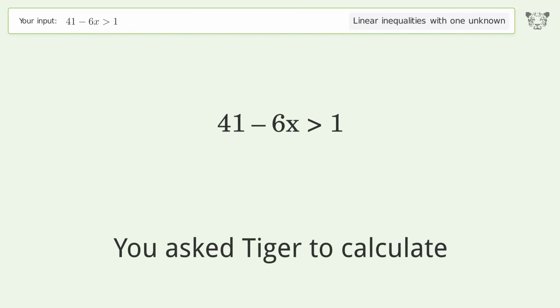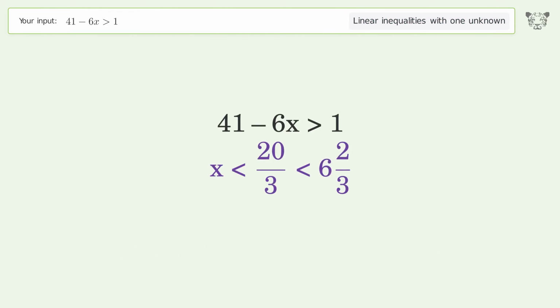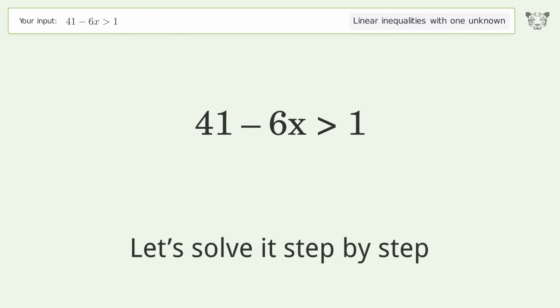You ask Tiger to calculate. This deals with linear inequalities with one unknown. The final result is x smaller than 20 over 3 smaller than 62 over 3. Let's solve it step by step.